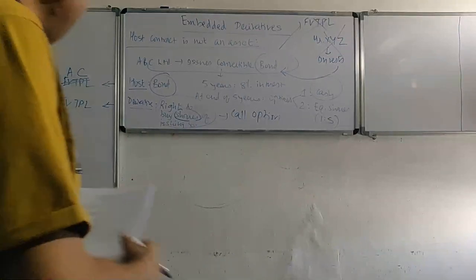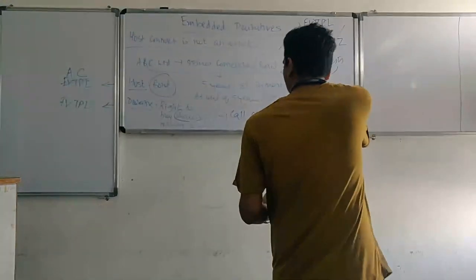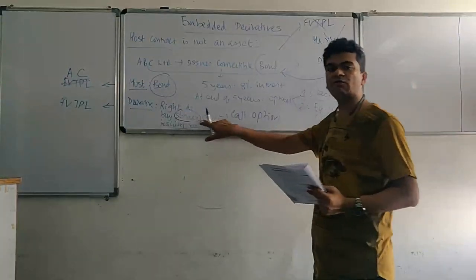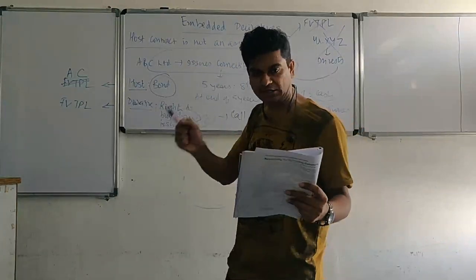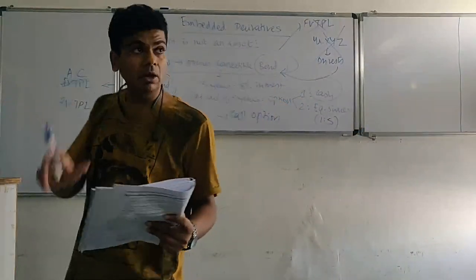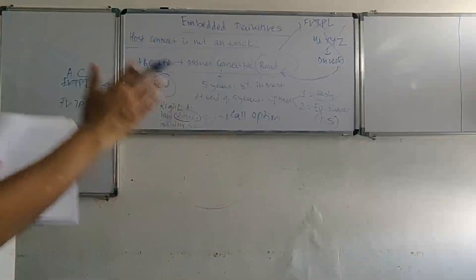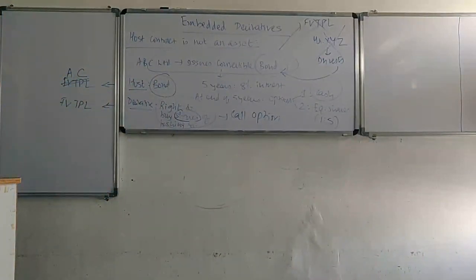Condition B. If I wish, I can enter into a separate call option which will give me a similar right of buying shares. In other words, the derivative has its own separate identity. And finally, C, please do not classify the entire hybrid instrument as FVTPL. Our purpose is that separate the derivative and recognize that as FVTPL. And whatever is the host contract, that host contract will be recorded as something other than FVTPL.